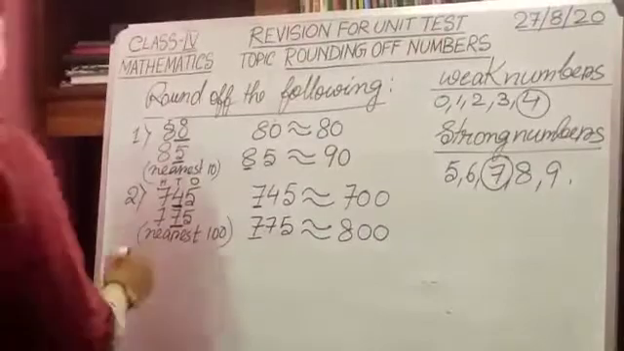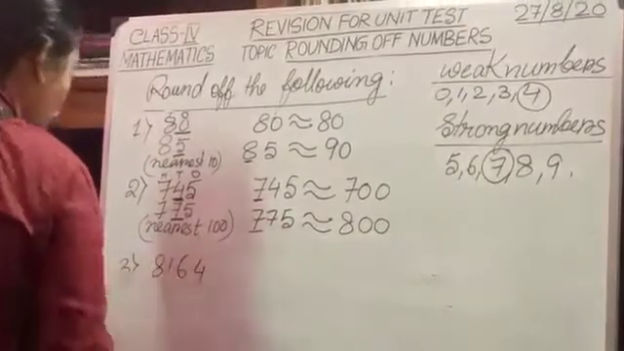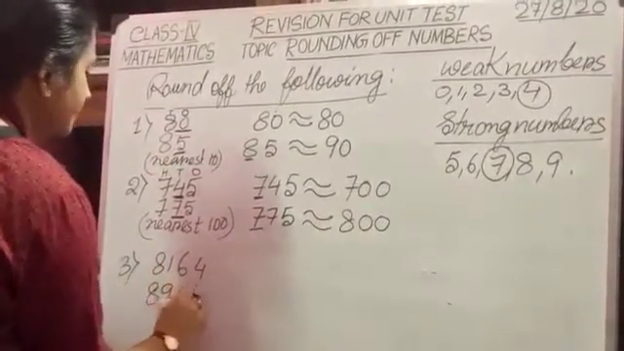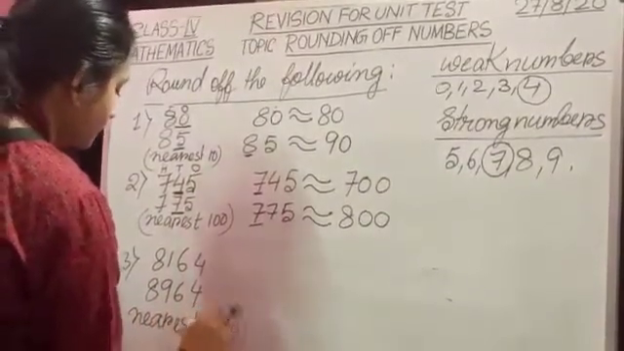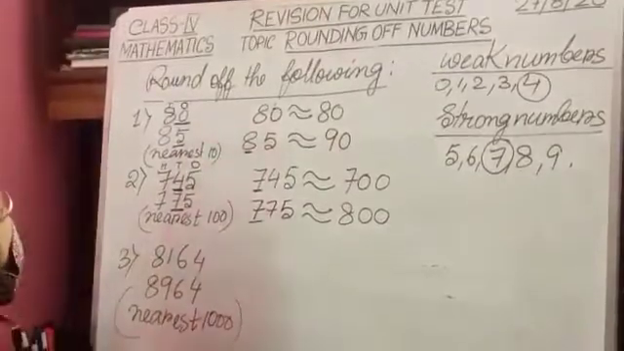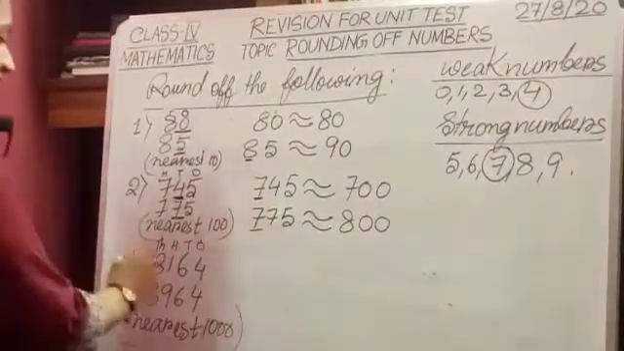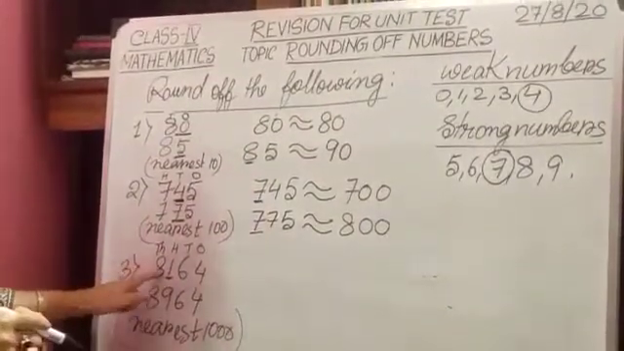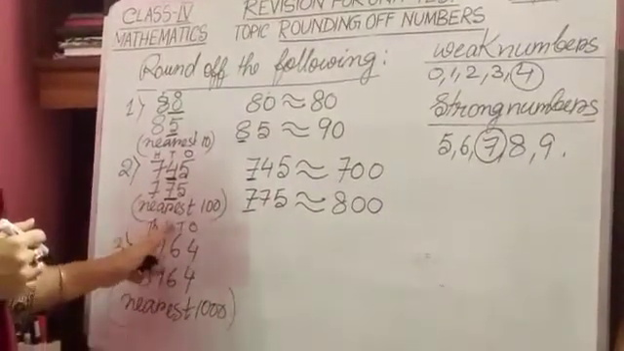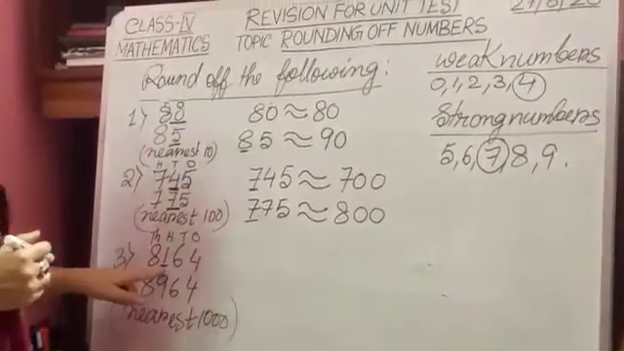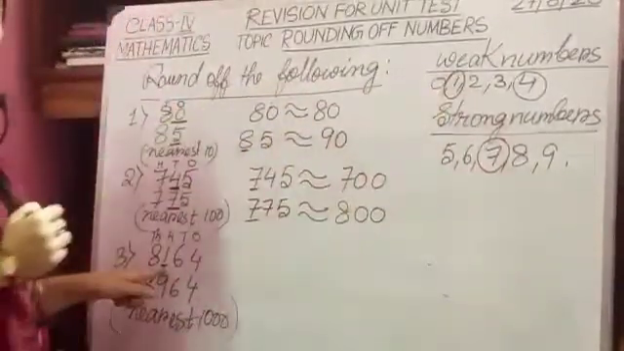Similarly, for thousands, let us take one number. Let us take 8164 and 8964, and you have to round them off up to their nearest 1000. So, this time you have to see the hundreds column because thousands plus you have to round off. So, the number sitting to right is the number under the hundreds column. Now see here, it is 1. So 1 is under the weak numbers column.